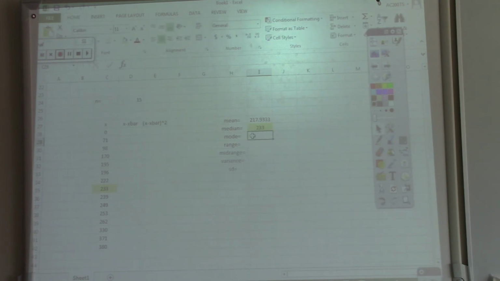Mode, I really don't care about, but it shows up the most. Is there anything that shows up the most? None. So you put NA, you put none, just don't put 0. Range, that's pretty simple. That's equal to the highest minus the lowest. It's 380. That's right, class. Mid-range is equal to parentheses, the highest plus the lowest, divided by 2.